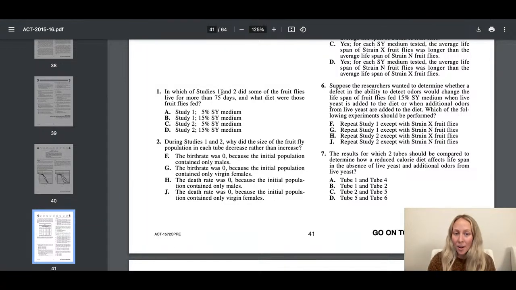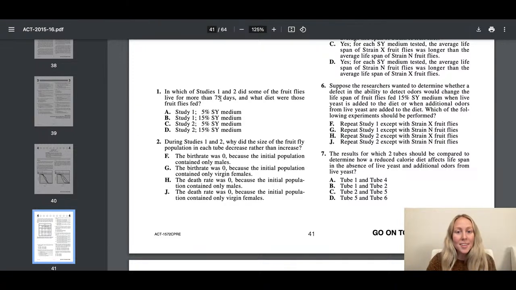In which of study 1 and 2 did some of the fruit flies live for more than 75 days, and what diet were those fruit flies fed? The next step is to organize the answer choices into categories. We have study 1 or study 2 and 5% SY medium or 15% SY medium. Now, what the heck is SY medium? We don't know and we don't care. It does not matter.